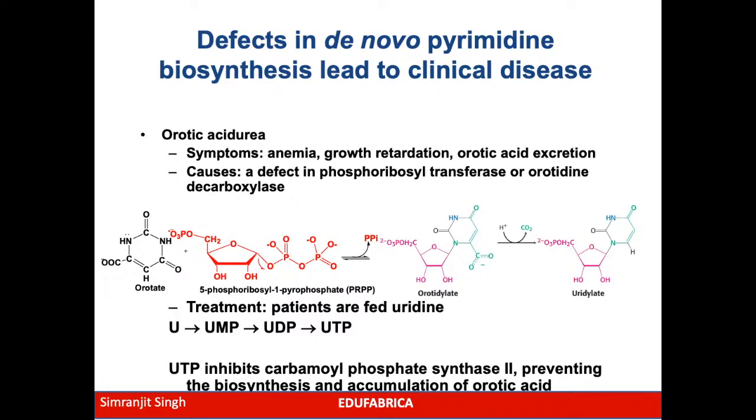So what defects in the de novo pyrimidine biosynthesis lead to clinical diseases? How are they related to diseases actually? So first is orotic aciduria. In this you have anemia, growth retardation, and orotic acid excretion. The causes are defects in the orotate phosphoribosyl transferase or orotidylate decarboxylase.